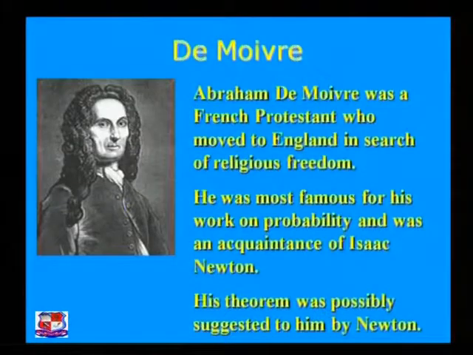Now I am quickly moving toward the last topic of complex numbers, which is De Moivre's theorem. This is a small introduction of De Moivre. Abraham De Moivre was a French Protestant who moved to England in search of religious freedom. Now our idea is to discuss De Moivre's theorem, which is very useful in so many examples of complex numbers.